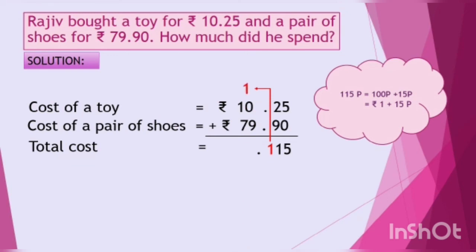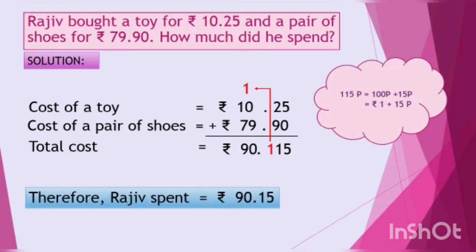Now add rupee 1 plus rupees 10 plus rupees 79. We get rupees 90. Therefore, Rajiv spent rupees 90 and 15 paise to buy a toy and a pair of shoes. Dear children, hope you understood the concept of addition of rupees and paise.